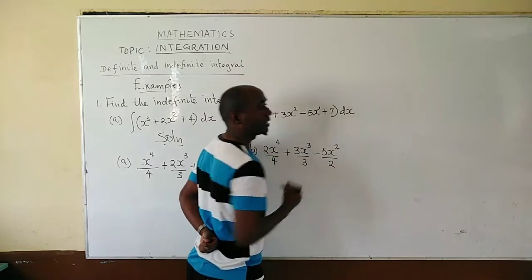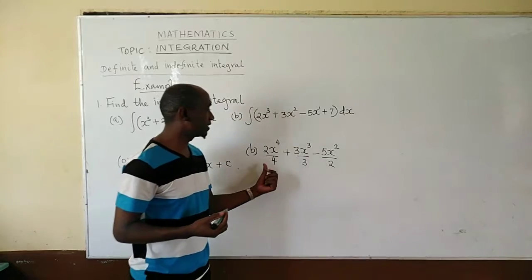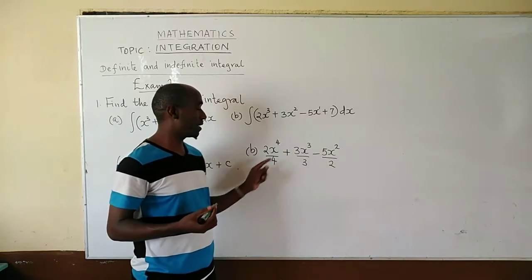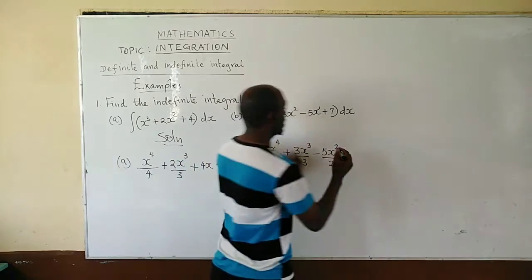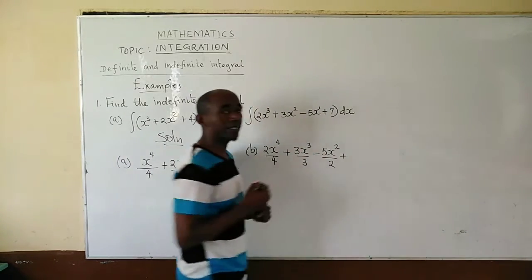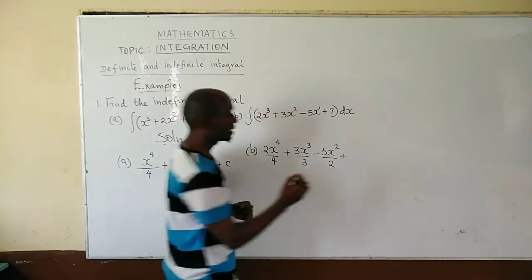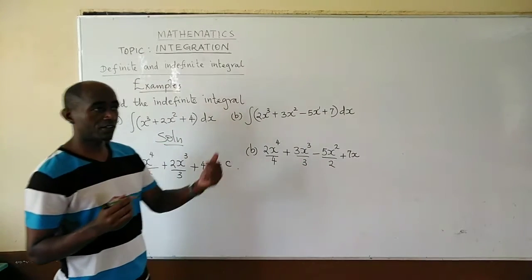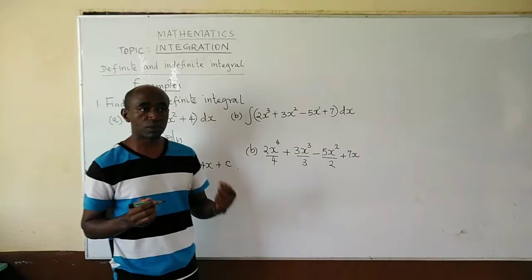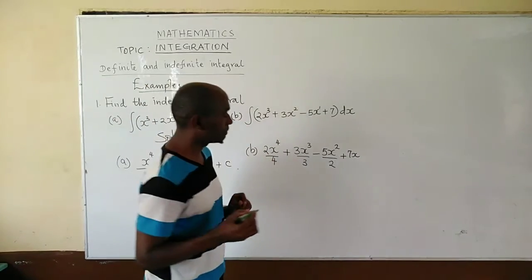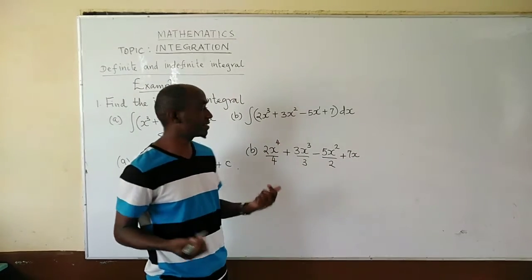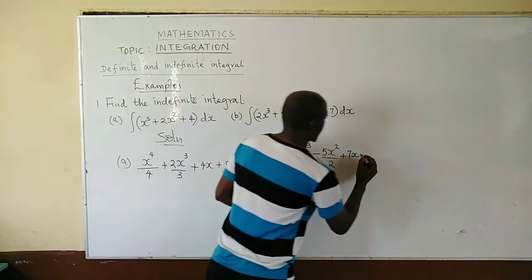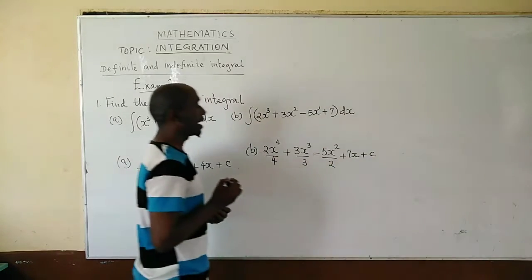Don't forget the over. Sometimes students tend to forget. After increasing the power, they forget to divide by that power. Then finally, plus 7. If you integrate 7, you will get 7x. If you integrate a constant, like I say here, you will get that constant times x, or the variable. In some cases, the variable may be a different letter instead of x. Then plus c. At the end, don't forget to add plus c.